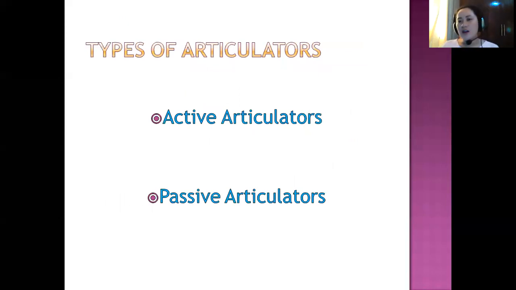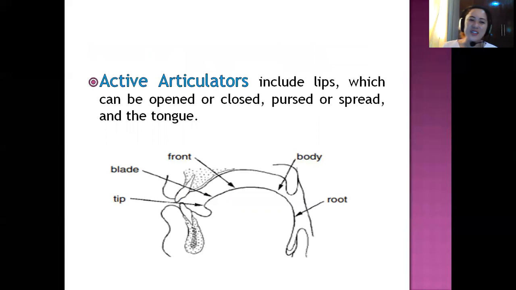Okay, so there are two types of articulators. Articulators are classified into active and passive articulators. Active meaning they're always moving. Passive, they are lazy. They're not always moving. So active articulators include the lips, which can be opened or closed, pursed or spread, and the tongue.